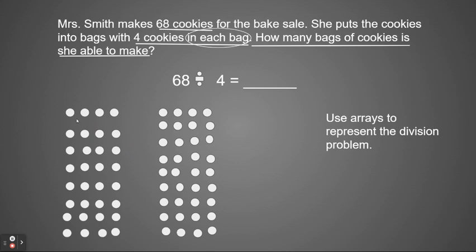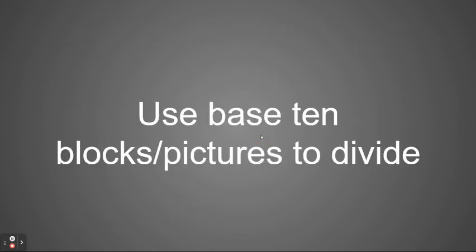Okay, after we've made all of our dots, now we're going to go back and count how many equal groups we made. So I see we made 1, 2, 3, 4, 5, 6, 7, 8, 9, 10, 11, 12, 13, 14, 15, 16, 17. So there's 17 equal groups. Therefore, she could make 17 bags of cookies. So that's an example of how you could use an array. Again, it's not the most effective way, and we will be learning more ways that make division a lot easier, but it is a way that you can divide.